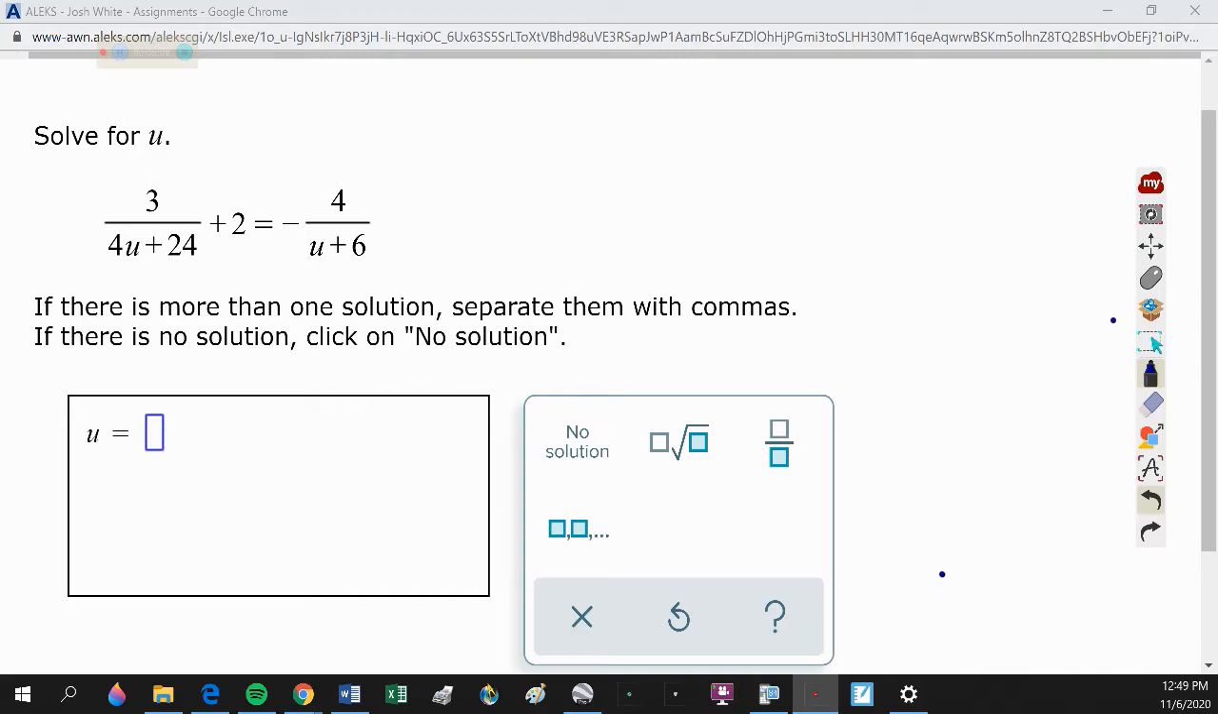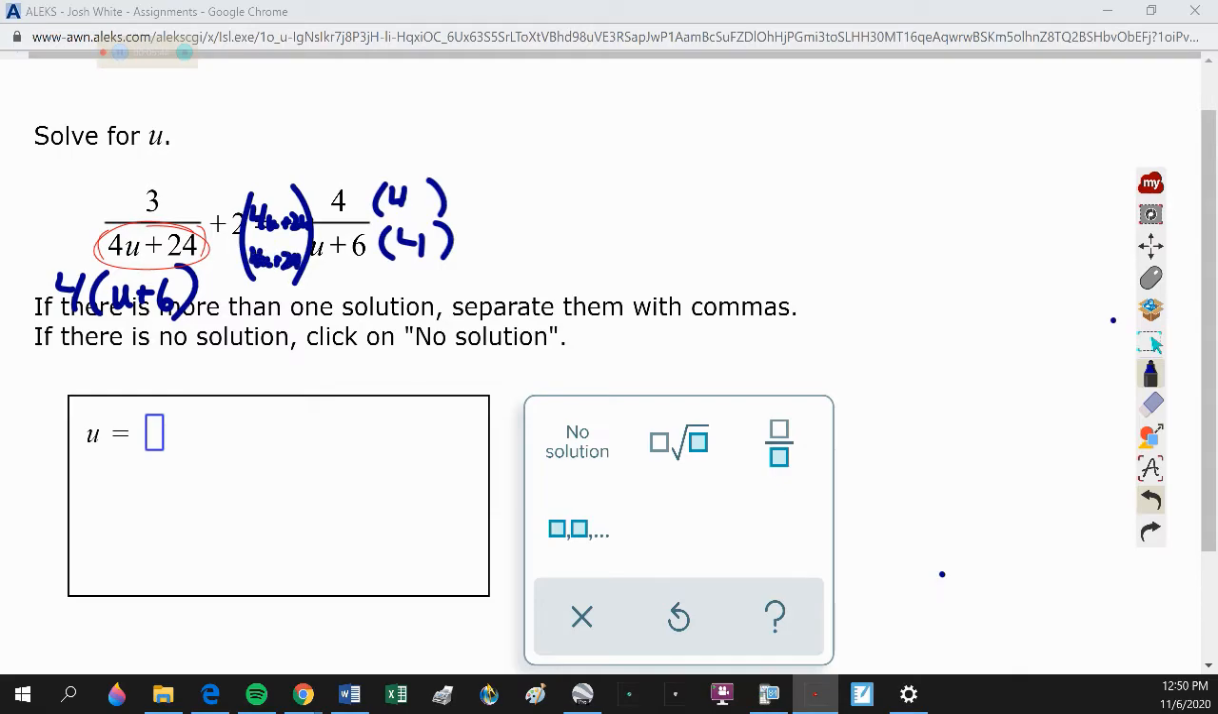Okay. What should I do here? I need to factor this, and I get 4 times u plus 6. So what will the common denominator be? 4 times u plus 6. So this needs a 4, and this needs a 4 and a u plus 6. So I'm going to make it easy on myself and put this inside there: 4u plus 24 and 4u plus 24.